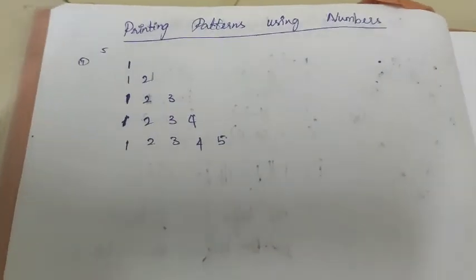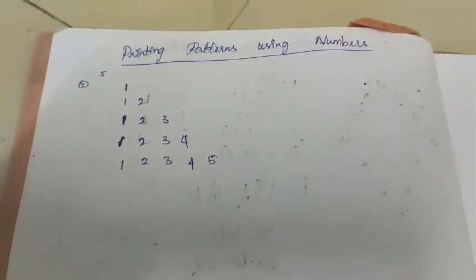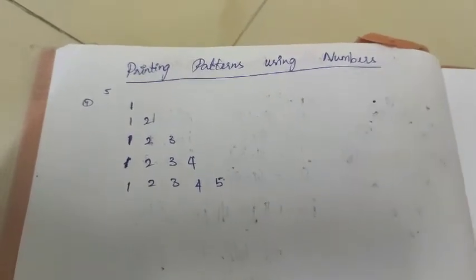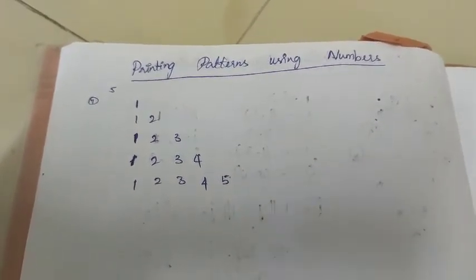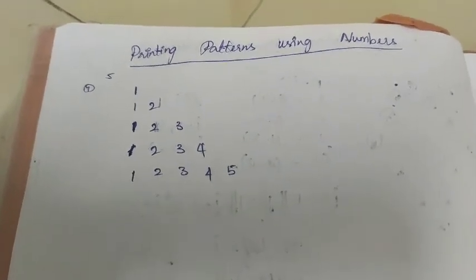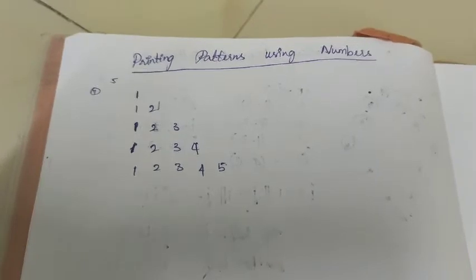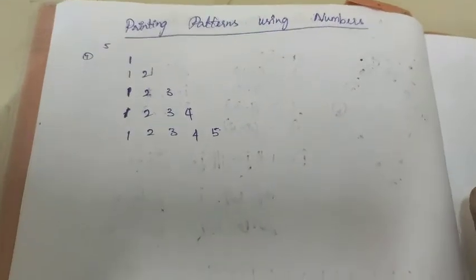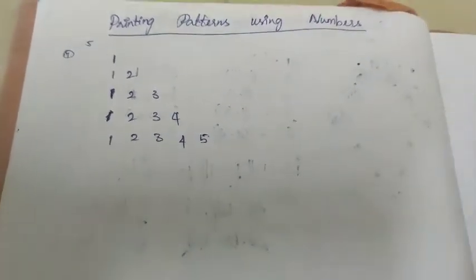Hello guys, today in this video we are going to see how to print patterns using numbers. Printing a pattern is like printing a triangle or even a rectangular pattern as you wish using stars, but in this pattern we are going to print some numbers according to the corresponding row or column. So let me look into the first application.